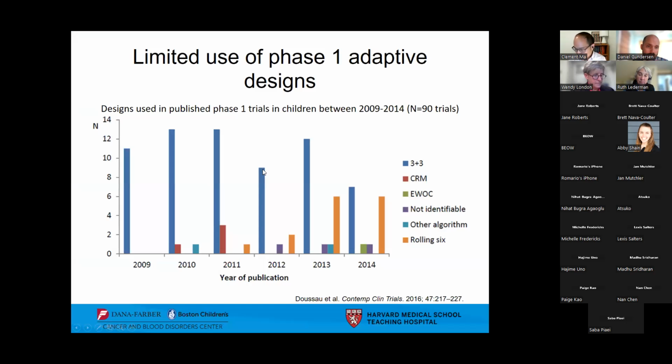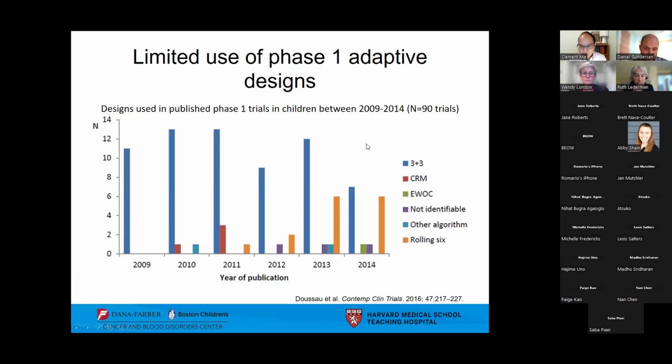Here we go. So I think one of the issues that we found is that although with adaptive designs there are definitely benefits in terms of accuracy compared to rule-based designs, they have been relatively not well used in pediatric oncology. So there was a review of 90 published phase 1 trials in children, and the authors looked at the type of study design that was used for these trials. And you can see in this plot from their publication, the majority of the trials use the 3+3 in blue, or the rolling 6 design in orange, which are both rule-based designs. And you can see that there are relatively few trials which have used the Bayesian CRM, or another type of Bayesian model, such as the EWOC design. So there's definitely room to improve here.